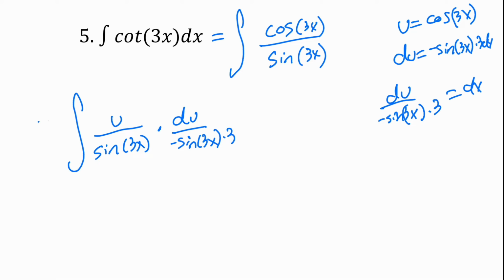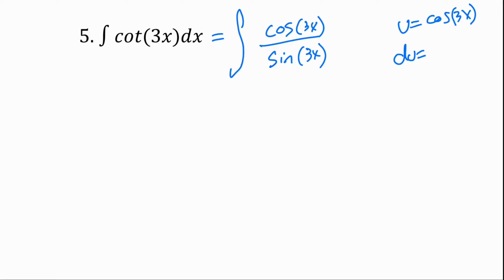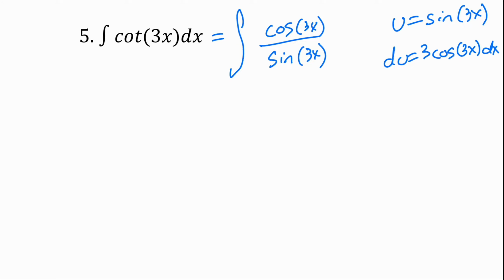So I'm going to go back here, erase this, and we'll start back over. What I'm going to do is take a look at the sine. Let's try the other one. So if I say u is equal to the sine of 3x, the derivative of that would be the cosine of 3x times 3 dx. As I solve for this, I have du over 3 times the cosine of 3x, which equals my dx. Now when I substitute in, this one's pretty cool.